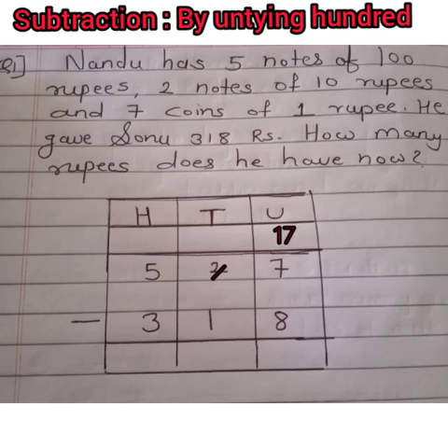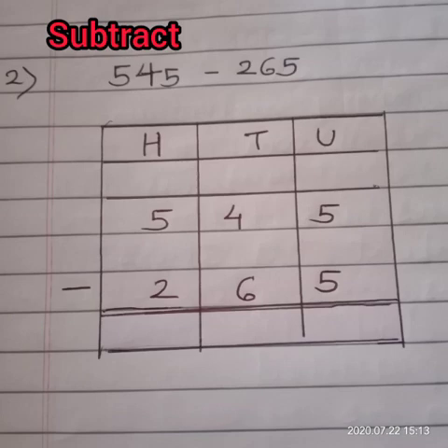From this 17, we give 8. There is one 10 rupee note left. We shall give that too. So, there will not be any 10 rupee note left. We can give 3 of the 100 rupee notes. Thus, Nandu will be left with 209 rupees. The answer is 209.